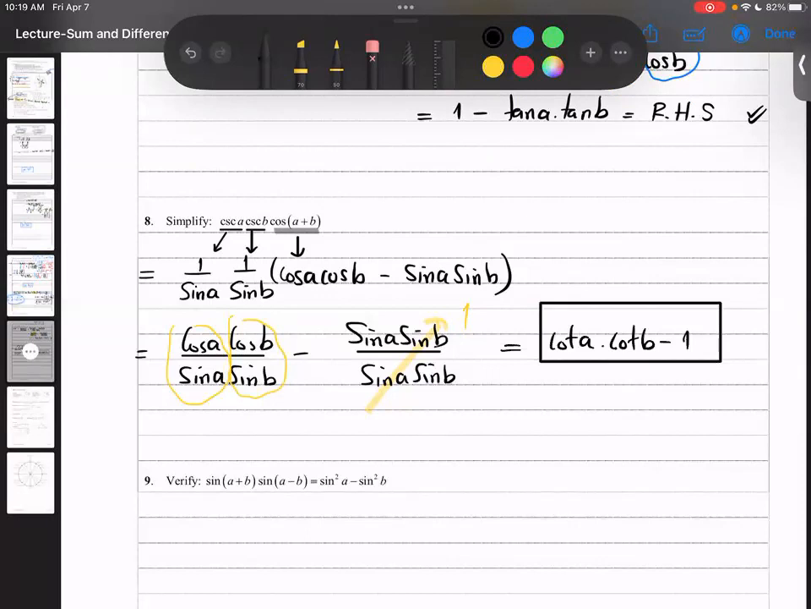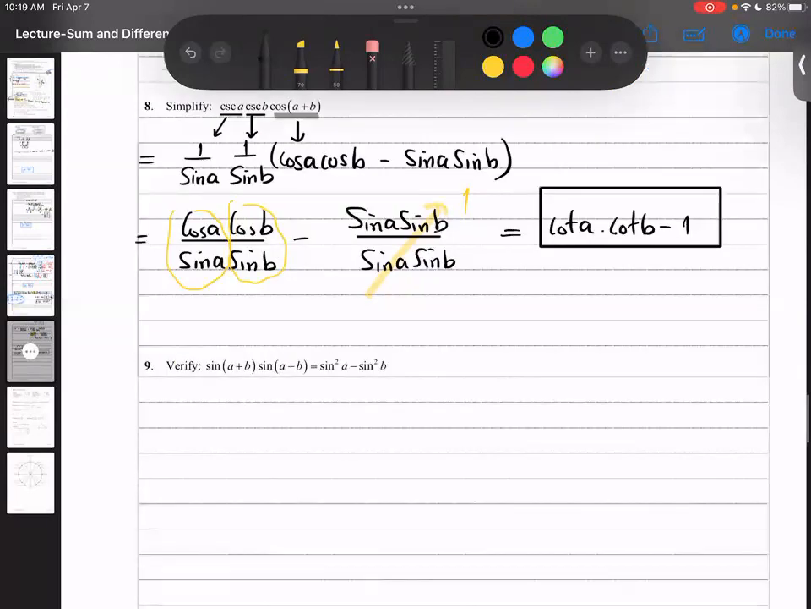Any questions on the first two? Number 9, back to verify again. I just spin you around, which is good because that's what happened on the exam.